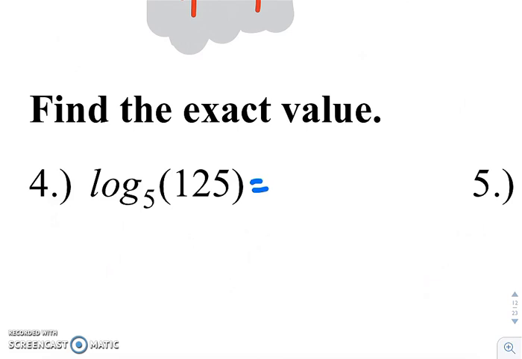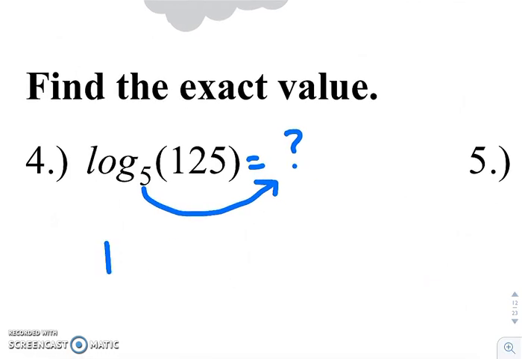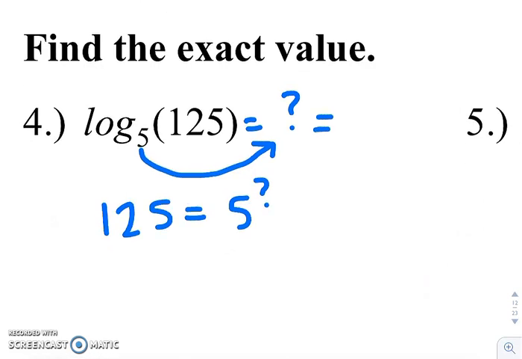So if we're saying log base 5 of 125 equals what, we're going to bring the 5 over and say 125 equals 5 to what power? Well, 5 cubed. So this whole logarithm is going to equal the value 3. So log base 5 of 125 equals 3.